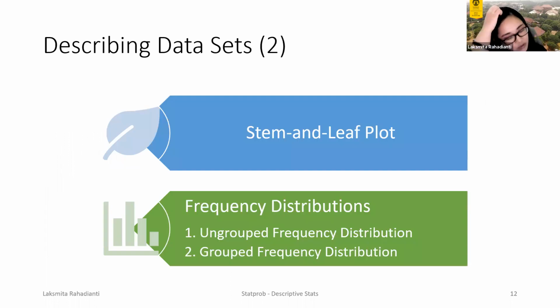Okay, so we're going to focus on two different types of data right now. First, we're going to present a stem and leaf plot, and then we're going to talk about frequency distribution. So we already saw what distribution meant, right? In the previous presentation, I already showed you what it meant by a distribution.